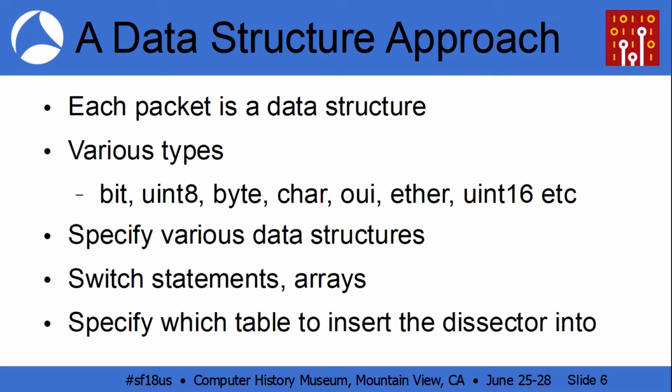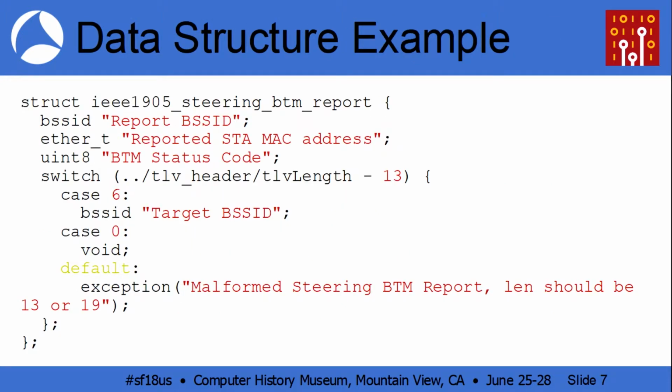And so I started with this particular view. Now, before I get onto some more, here is an example of one of the structures, in fact, that the description language describes. So this specifies a structure called IEEE 1905 Steering BTM Report. I don't know what steering BTM really means, but it's some sort of a report.